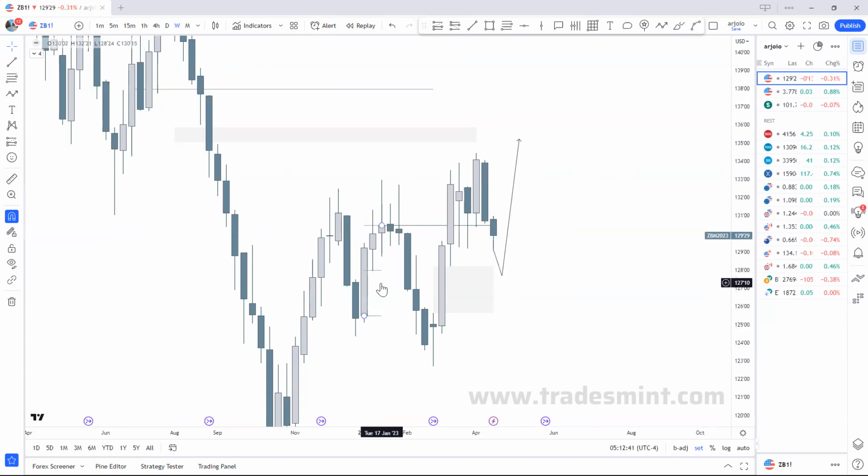Because if we have a small close below and we still reject away, then obviously we are still bullish. So this is the idea. And you see how easily predictable this has become.